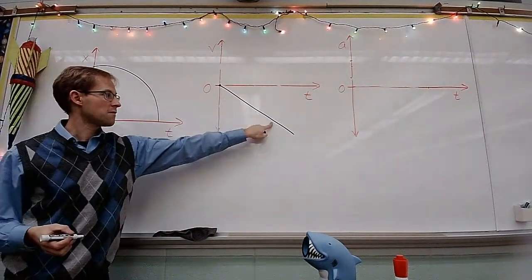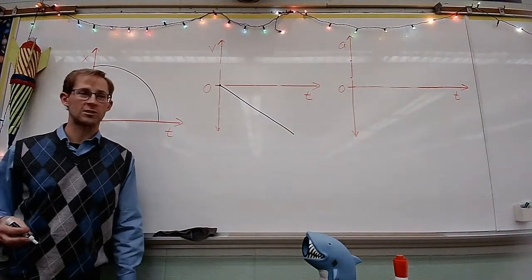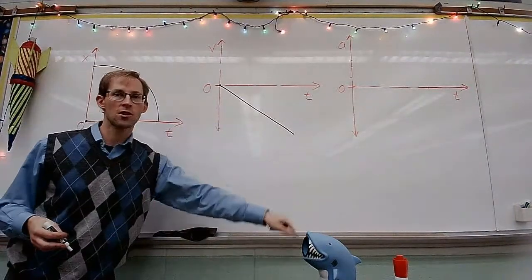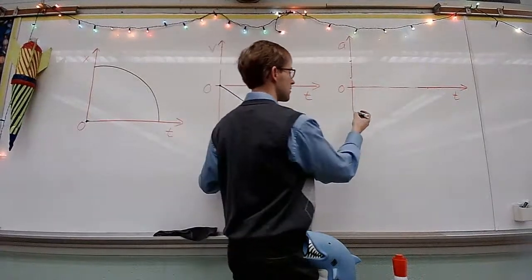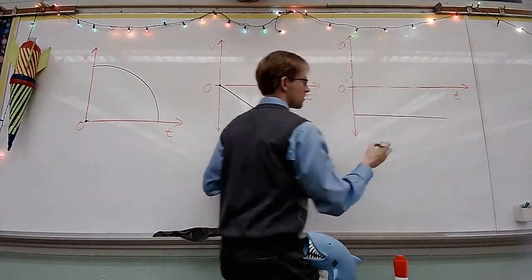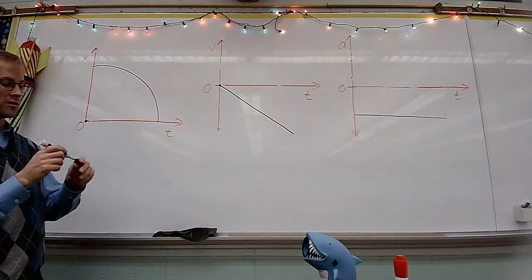Does this velocity time graph correspond to a positive or negative acceleration? Negative, because it is a negative slope. The slope on a velocity time graph represents acceleration. So because the slope is negative, the acceleration is negative. Questions on this one?